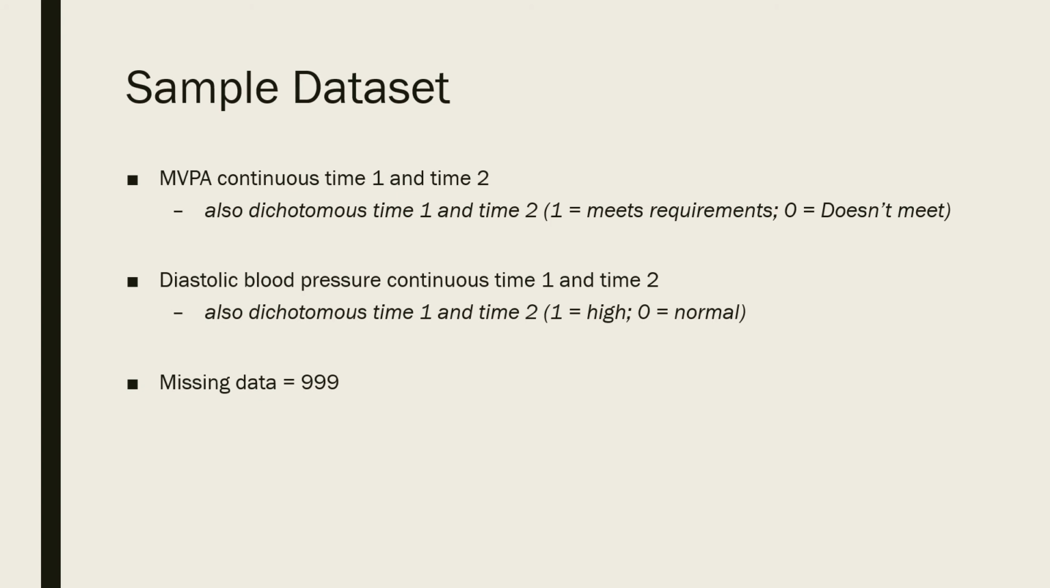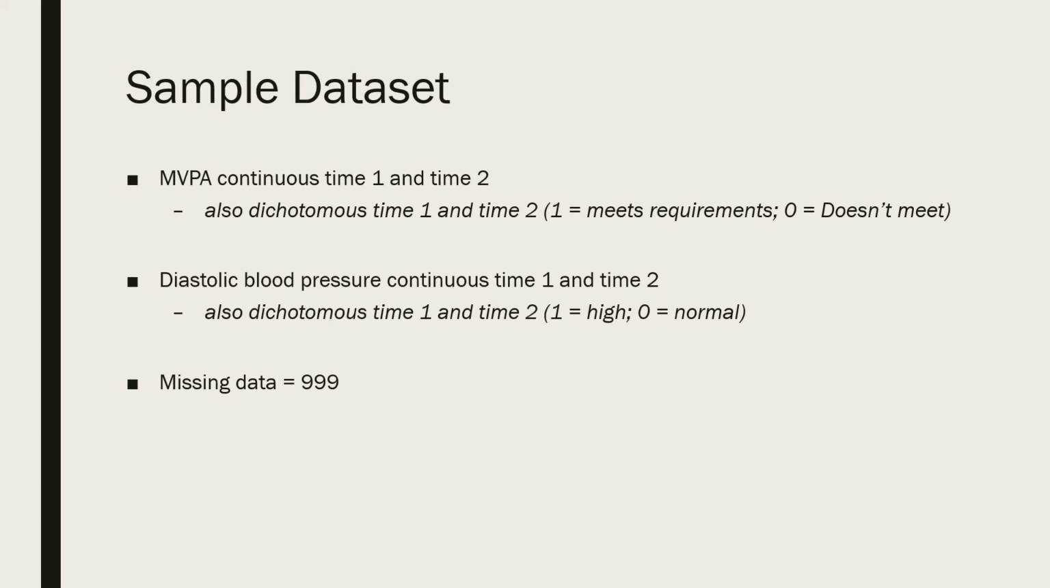And then I also just added in fake diastolic blood pressure. Again, I have continuous variables, time 1 and time 2. And then I also have a dichotomous one where 1 equals high blood pressure and 0 equals normal. Again, this is just diastolic. And then I do have a few missing data, which are 999. So that should help you at least understand the data set a little bit. Again, it's very small and simple.